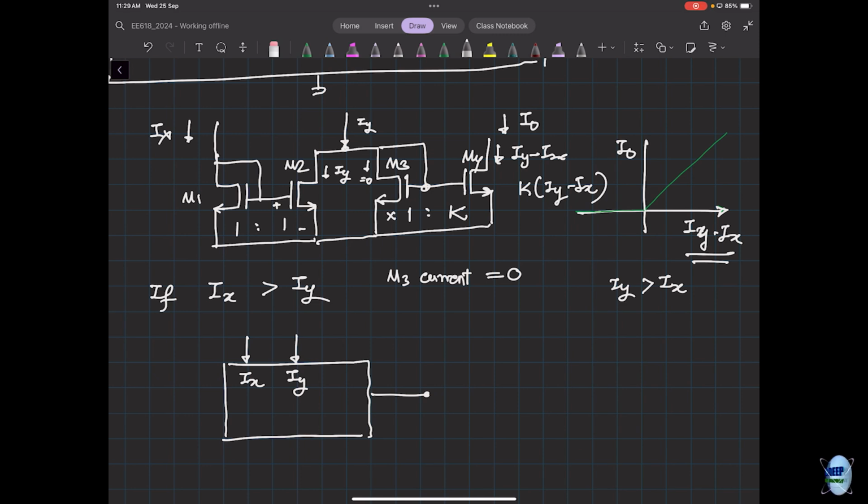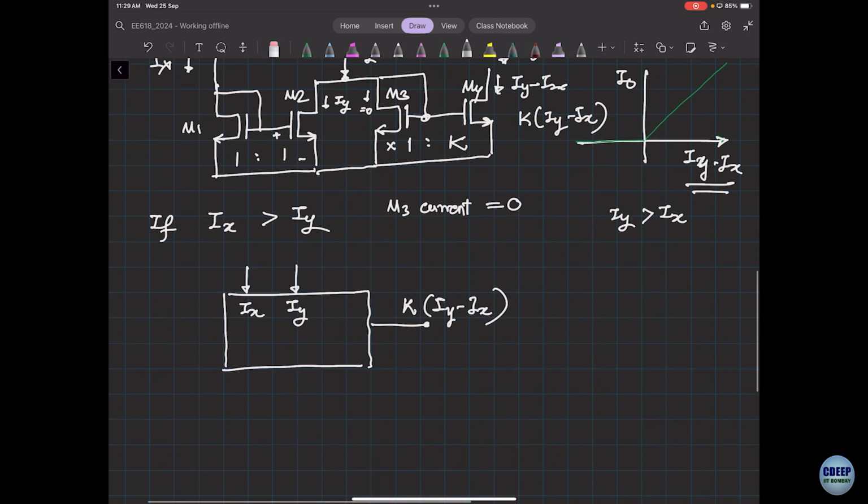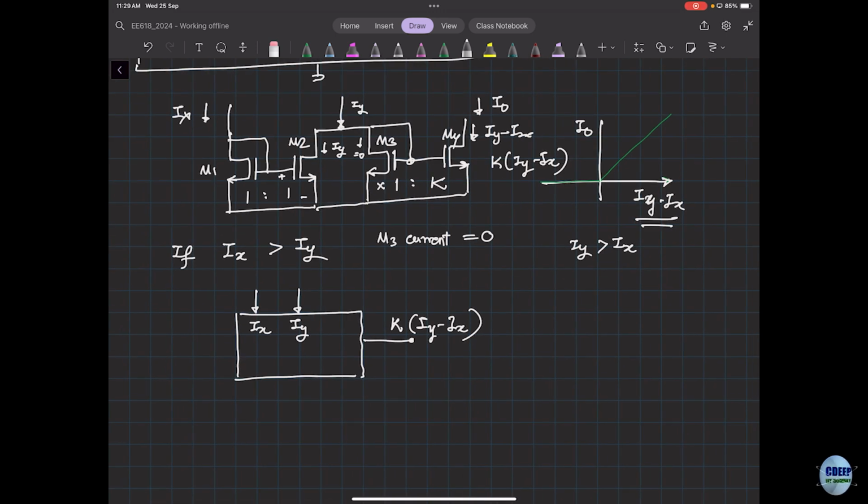So K is like a scaling factor if I want to increase more than the delta, okay? So this would be K times IY minus IX. Okay. Now, how do we use this particular circuit? Because this only operates in one side. Okay. So I can replicate this circuit one more time, and then I can flip the direction of the current on the top, and then I can get K times the difference on the other side.